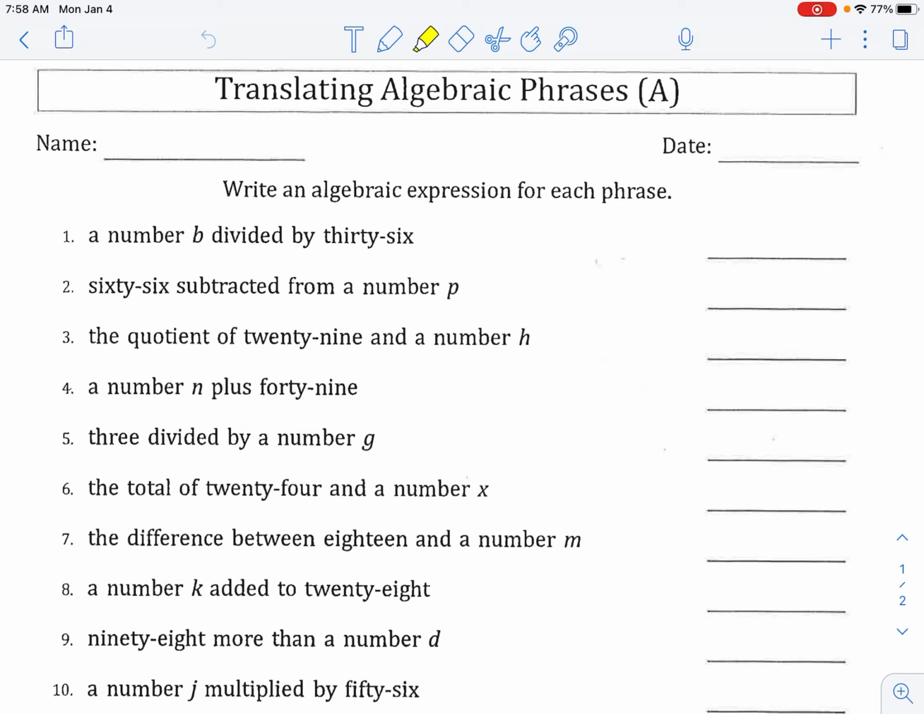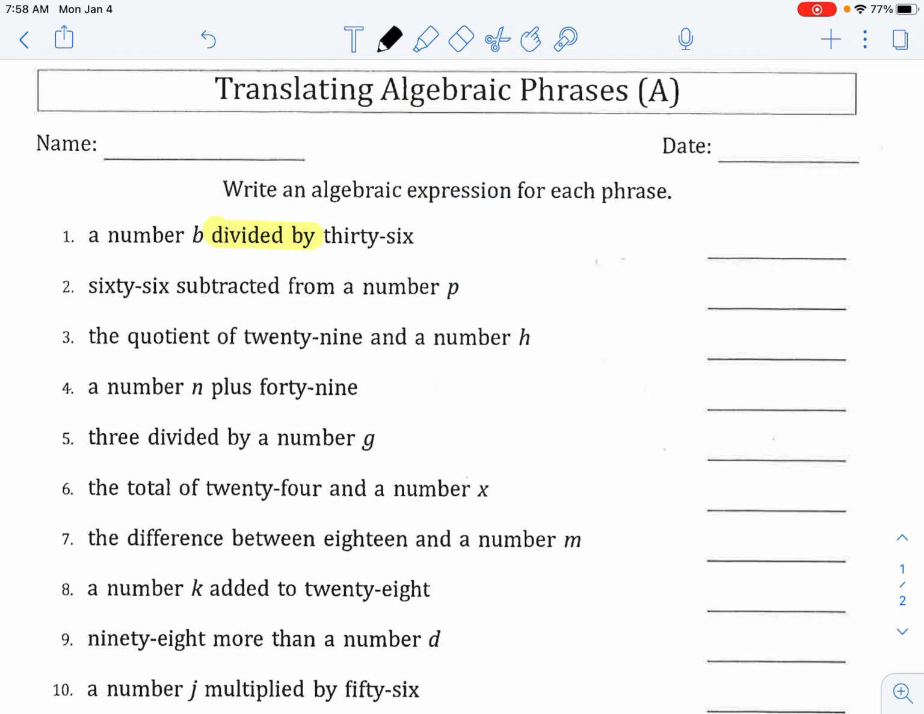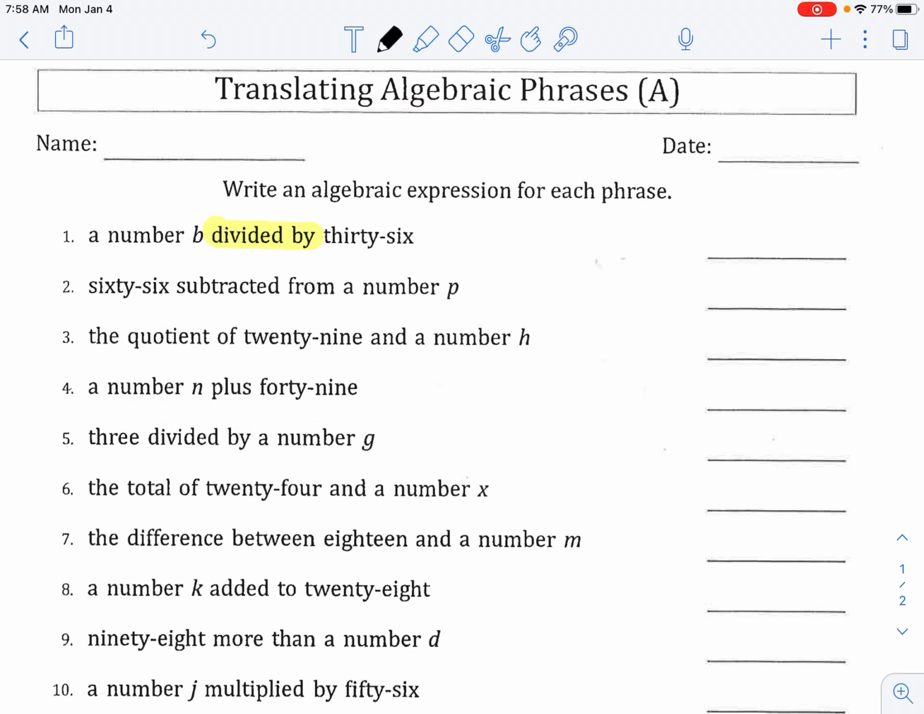Number one says a number b divided by 36, so that clearly tells me I'm going to be dividing. Now remember, when we're doing algebra, we show division by a fraction bar. So anytime it says divided by, you're going to put a fraction bar. So your variable b is going to go on the top, divided by 36. And that's all.